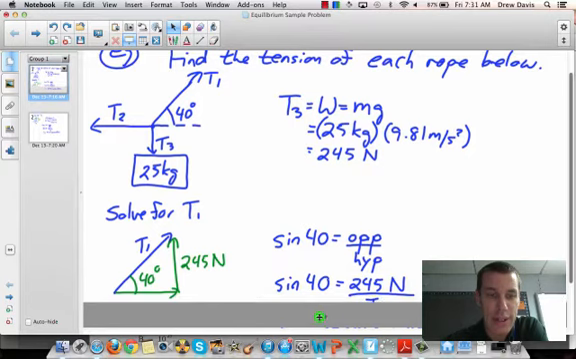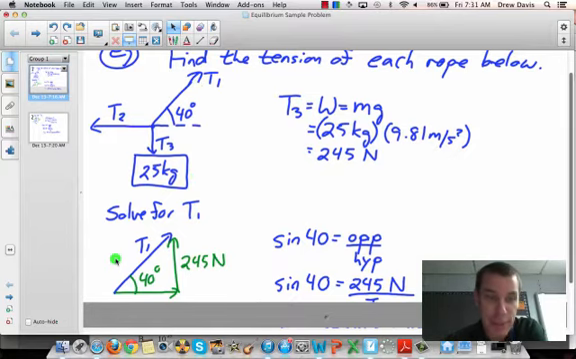Alright, if you consider T1, here it is here, there's a 40-degree angle, and here I've redrawn it. T3 pulls down with 245 newtons. And this system is in static equilibrium, which means that T1, which pulls to the right and pulls up, has to pull up with those same 245 newtons. If it doesn't, then you aren't in equilibrium. Your forces don't add up to 0.